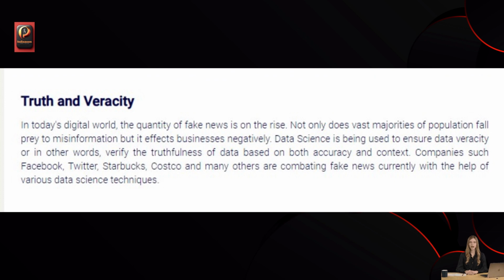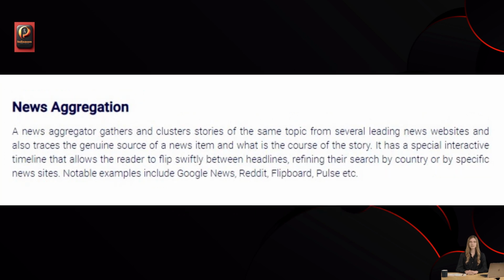Truth and veracity. In today's digital world, the quantity of fake news is on the rise. Not only does a vast majority of the population fall prey to misinformation, but it affects businesses negatively. Data science is being used to ensure data veracity, or in other words, verify the truthfulness of data based on both accuracy and context. Companies such as Facebook, Twitter, Starbucks, Costco, and many others are combating fake news currently with the help of various data science techniques.